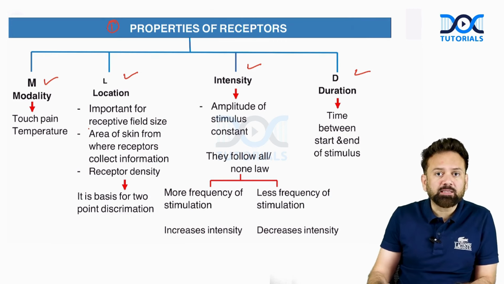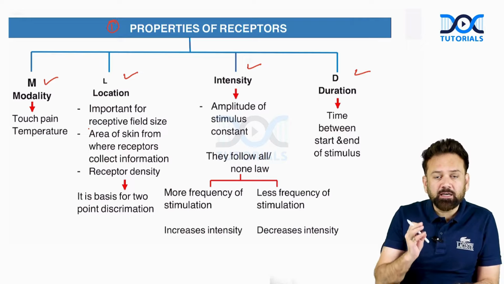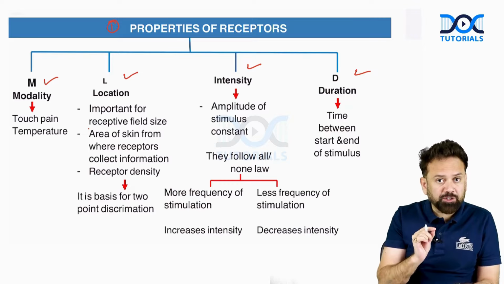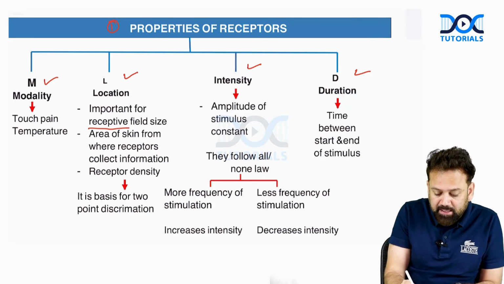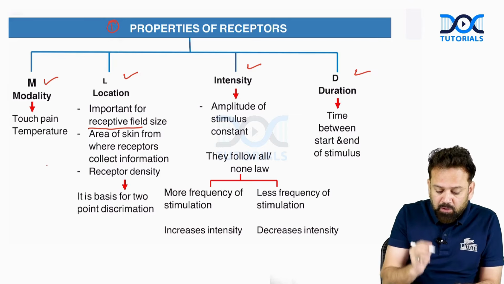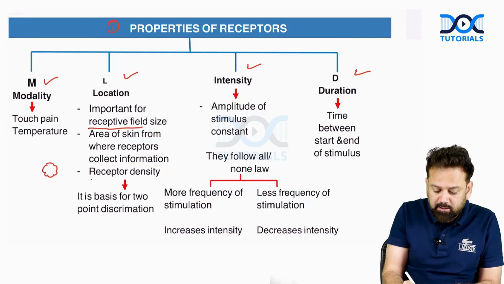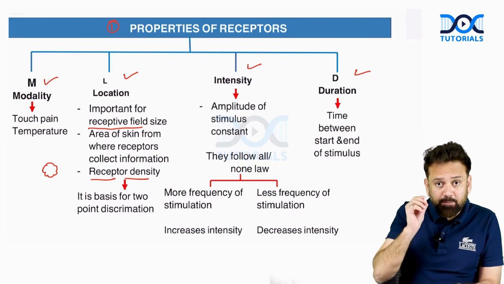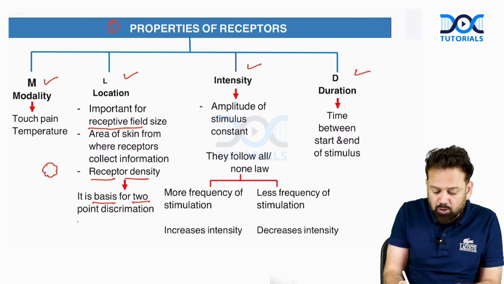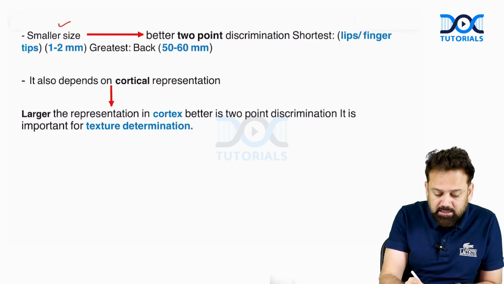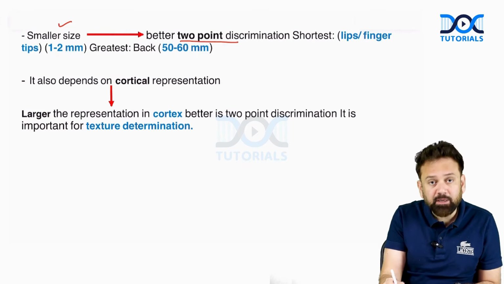First of all, receptor has a modality. It can be for pain, touch, temperature, vibration. So it is called as a modality. Second is location. It is important for the receptive field size, area of skin from where receptor will collect information. It is called as receptor density. And receptor density is the basis for 2-point discrimination. See, smaller is the size, better is the 2-point discrimination.